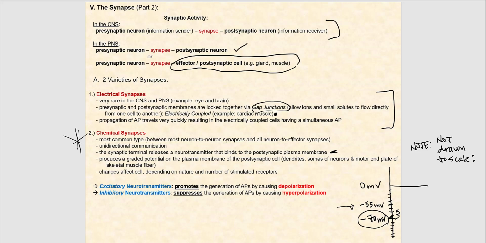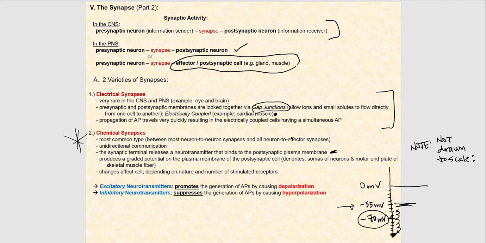depolarizing, instead we hyperpolarize. So in other words, we're increasing the negativeness of the inner leaflet. We're making the inner leaflet of the plasma membrane of the dendrites and the plasma membrane of the soma more negative. So therefore, if it's more negative, the further we are from that negative 55 millivolts.